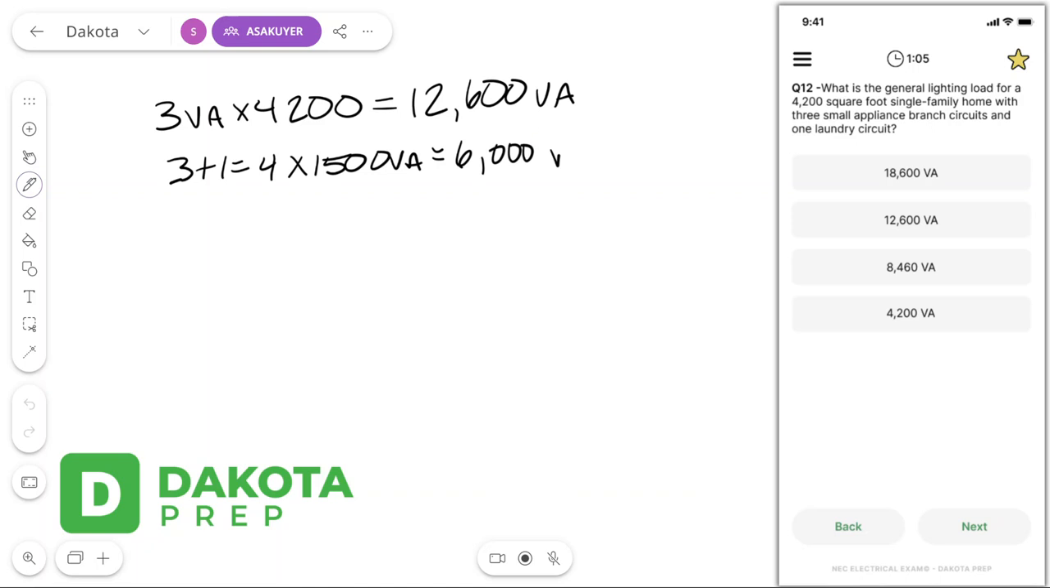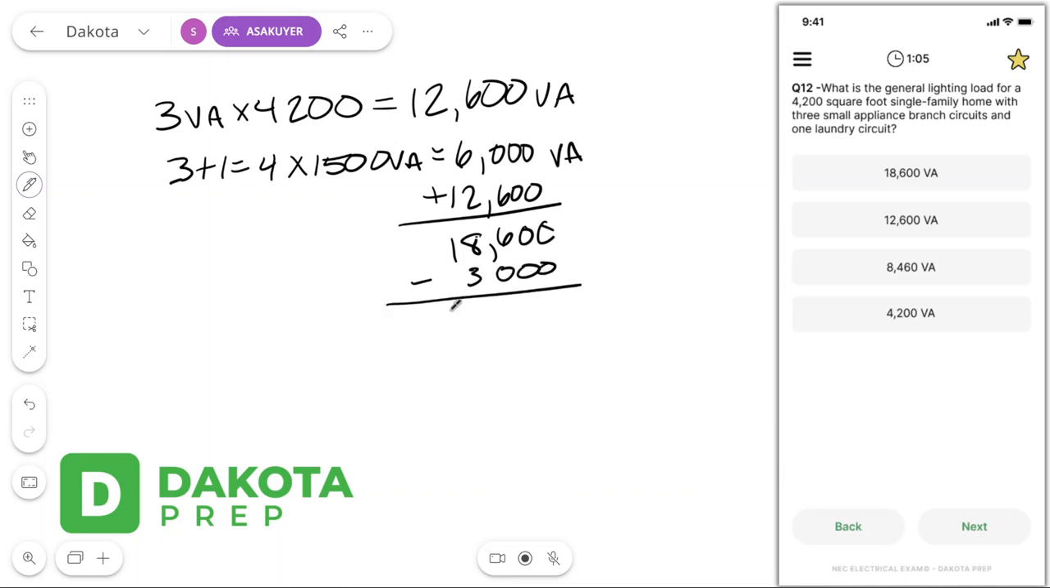6,000 volt amps that we can add in here with our 12,600 for our minimum lighting load. Now we can apply those derating factors found in 220.45 to all of these. So we get 18,600. Section 220.45 says the first 3,000, let's go ahead and set those aside right now, because that's 100%. We'll add that back in later.